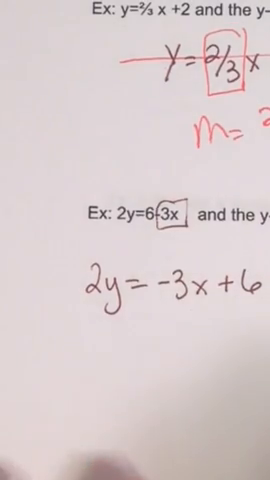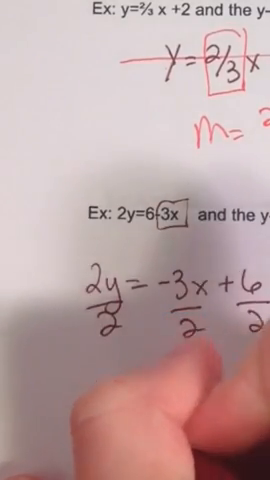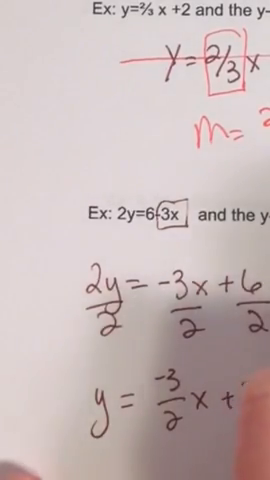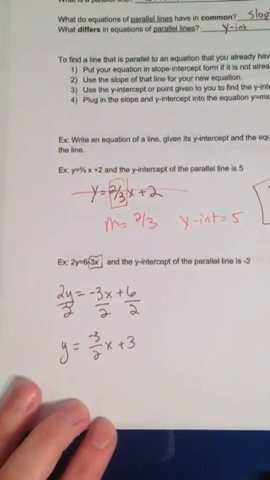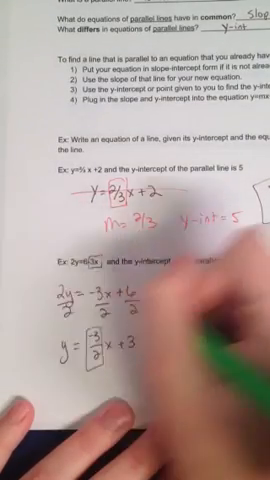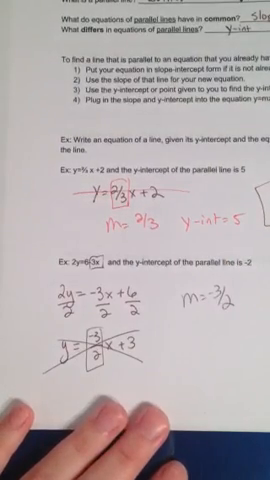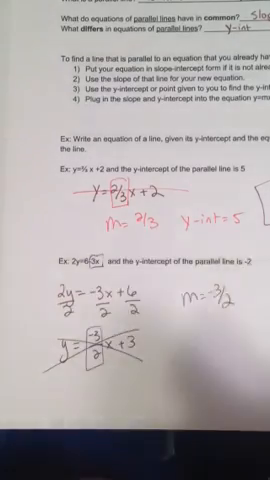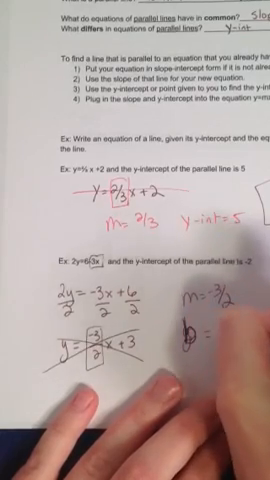Now y still is not by itself, so I'm going to divide each piece by 2. So I get y equals negative 3 halves x plus 3. So now step 1 is taken care of. Step 2 says use the slope from that line. So the slope is m equals negative 3 halves. Now this equation is done. I don't need it anymore. I've stolen the slope. I found that. Now it says the y-intercept for this line, which is b, not y, I'm sorry, is negative 2.